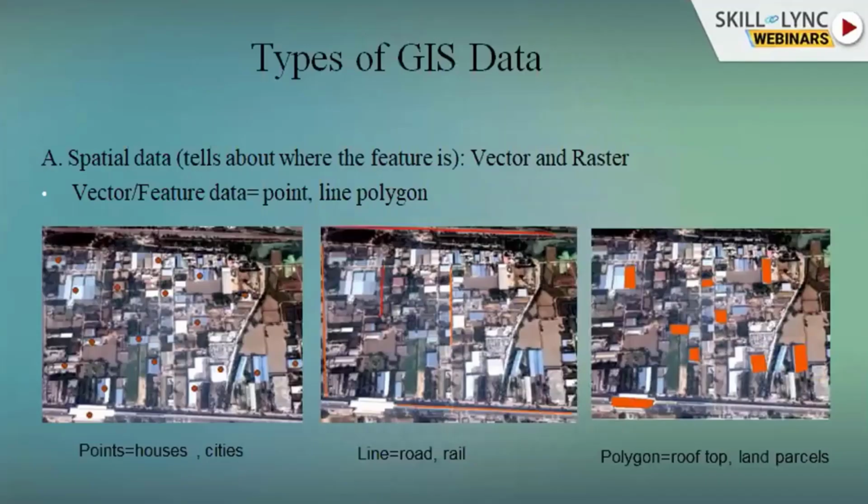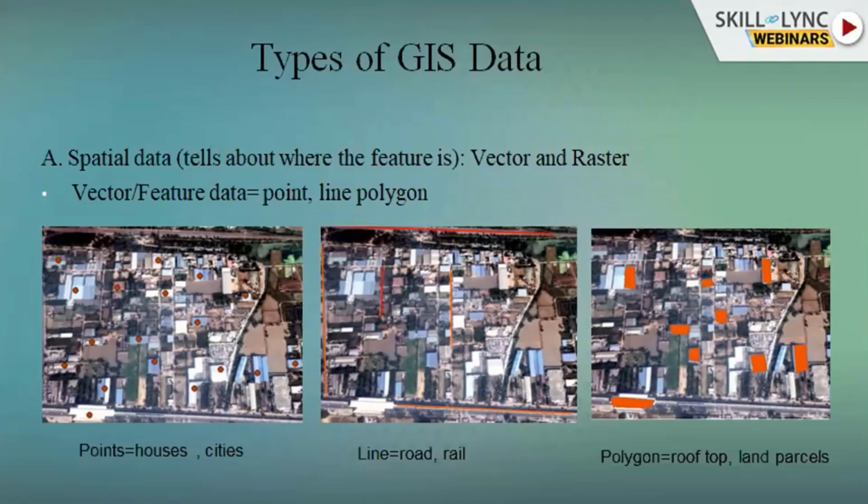Now, type of data. Data types play a key role in GIS analysis. With the partnership of two data types, GIS acts as an effective tool for various types of analysis. These two important types of GIS data are, first, spatial data, which tells about the location of a feature, and it can be further divided as vector data. Vector data contain point, line, and polygon parts, as I told you earlier.